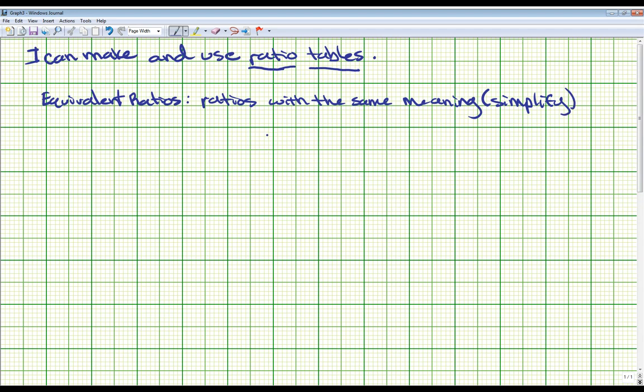If I have a ratio that's 1 to 2, an equivalent ratio to that would be 2 to 4. Even though I'm using different numbers, 1 to 2, if I simplified or if I scaled up, would be the same as saying 2 to 4. They would both be 1 to 2 if I simplified.